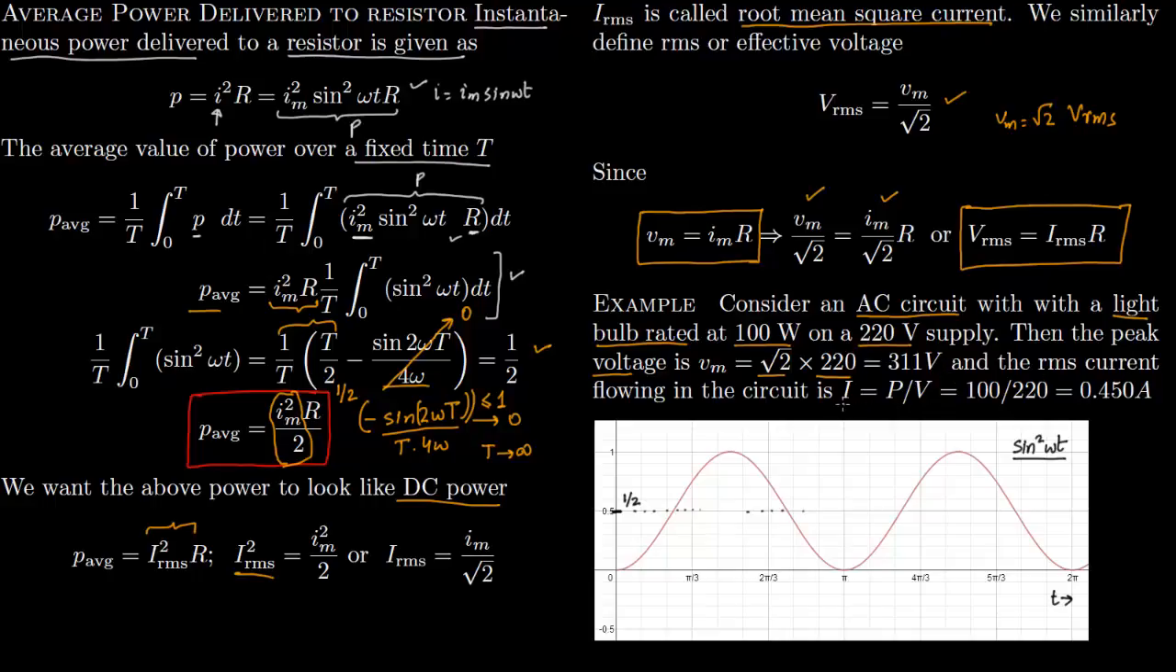The RMS current in the circuit: you know the formula for power, P is equal to I times V. Power is given to us as 100, and this voltage is given to us as 220, so you divide 100 by 220. As we said before, the voltage is RMS, so the current we get is also RMS. The current we get is 0.450 as the RMS current. Now if you want to find the maximum current, you multiply √2 with 0.45, and this will give you the maximum current.